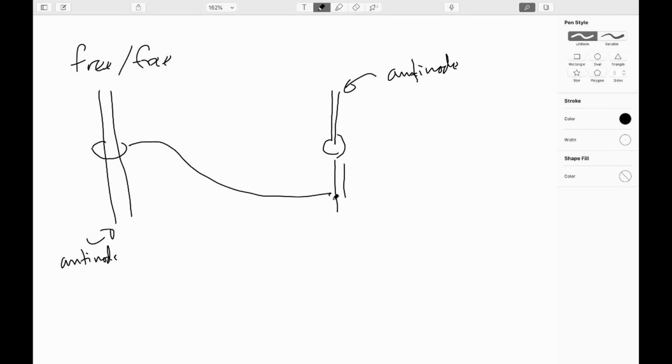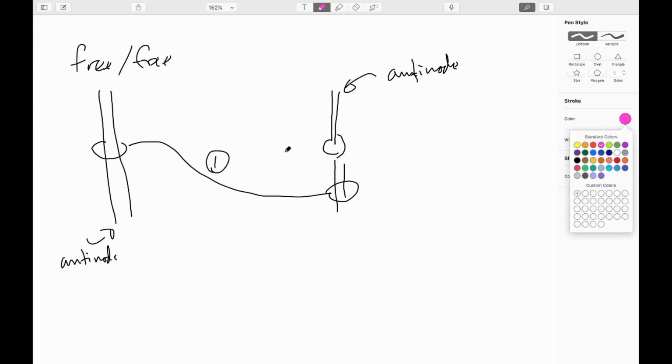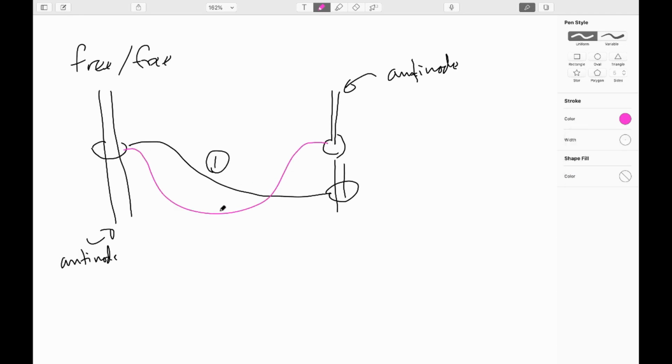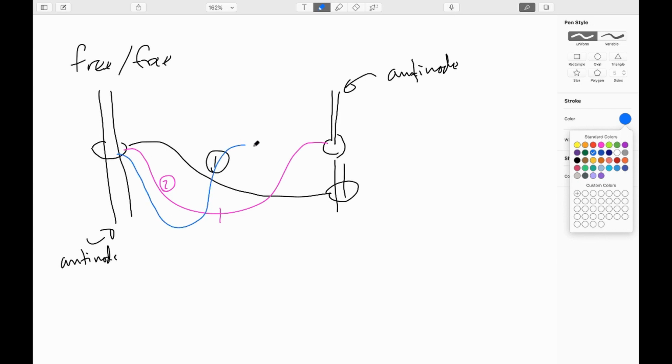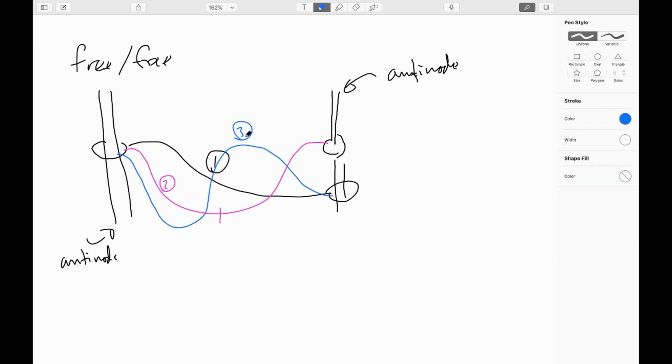So for instance here, I can stick in one loop. Going from one antinode to the next is still half a wave. Then my next case would be if I had 2 loops. See here, antinode, antinode, antinode. Then the next case would be if I had 3 loops. So then antinode, antinode.